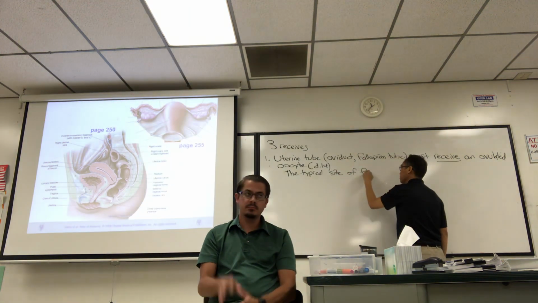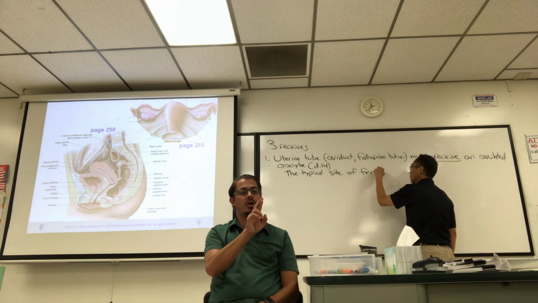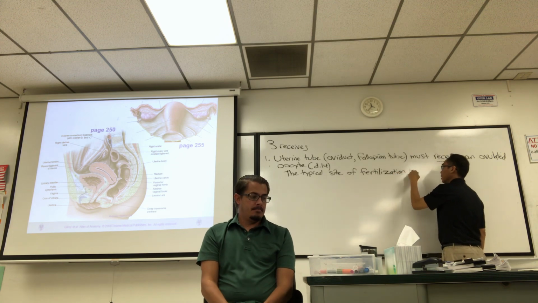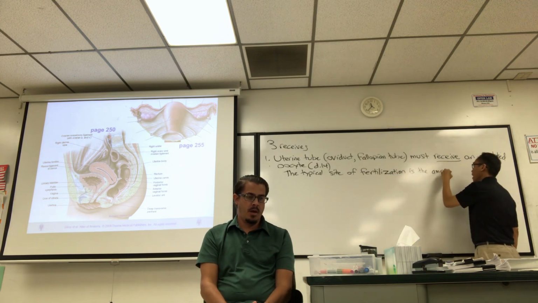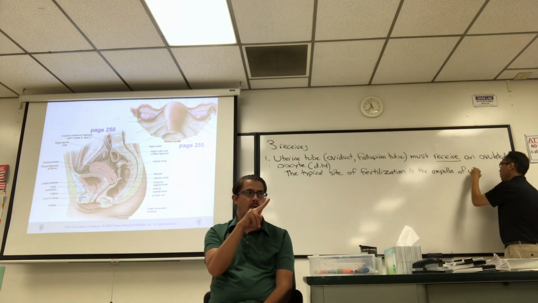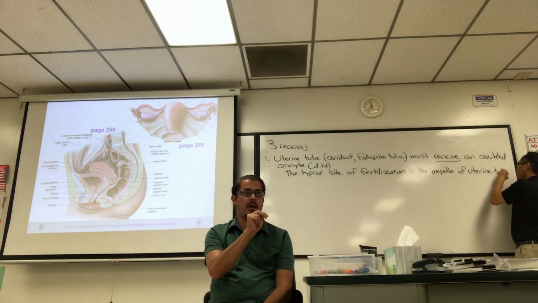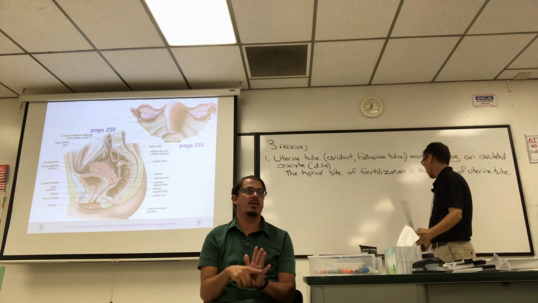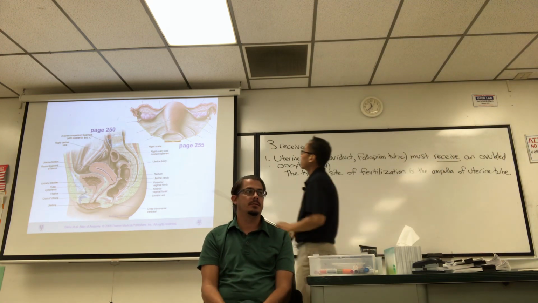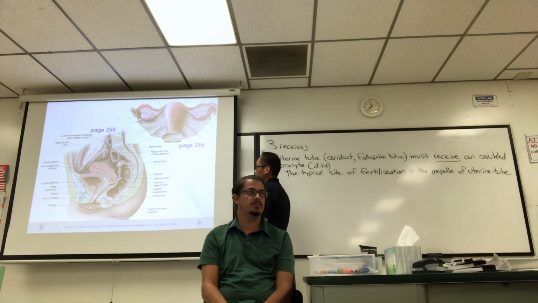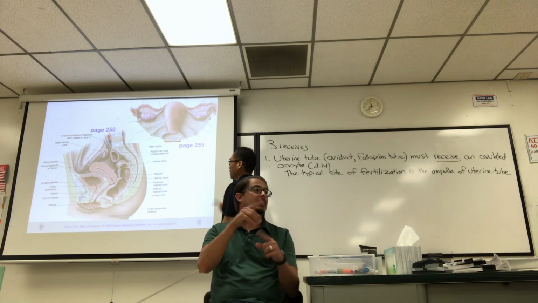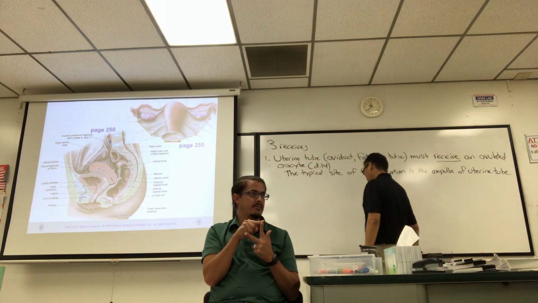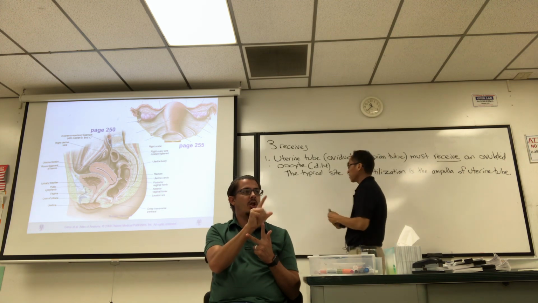The typical site of fertilization is the ampulla of the uterine tube. All right, so right there. Okay, so if that were to happen, then my second receives is the vaginal fornix must receive the ejaculate.